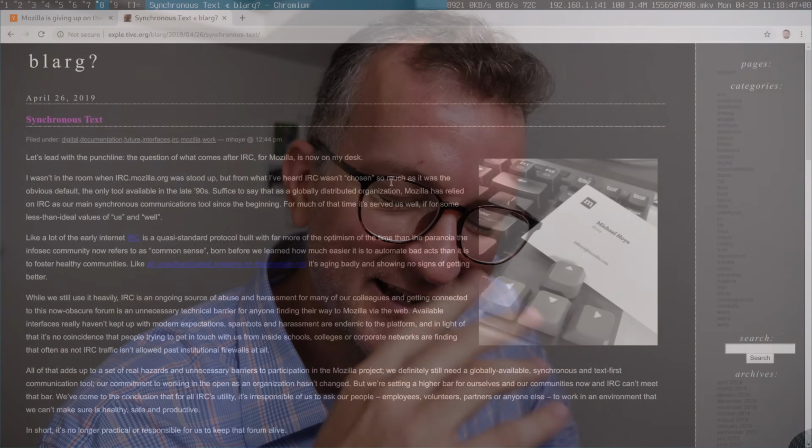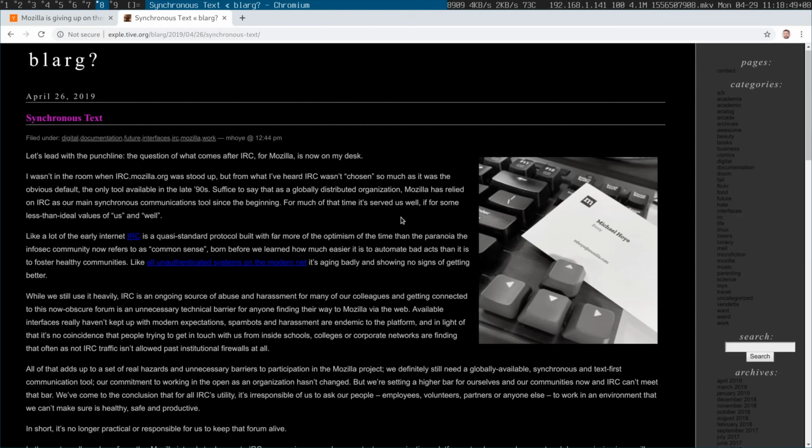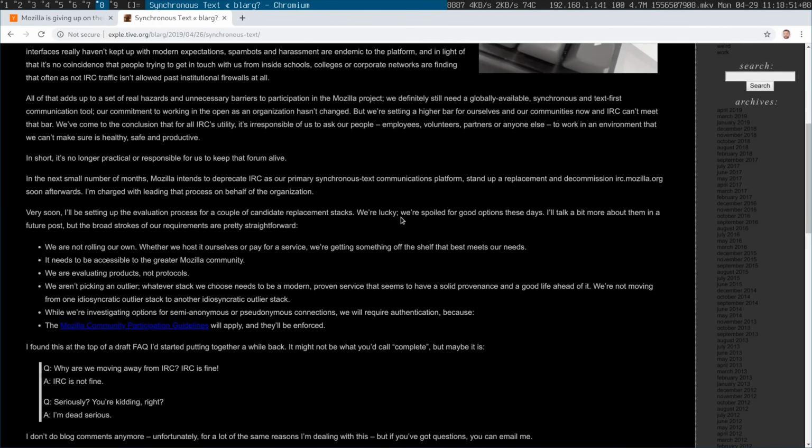IRC, Internet Relay Chat, versus Slack. Open versus closed. Simple versus complex. Last week, it was announced that Mozilla are moving towards something more accessible, and we're going to be evaluating products, not protocols. It just seemed to be a manifesto for choosing Slack.